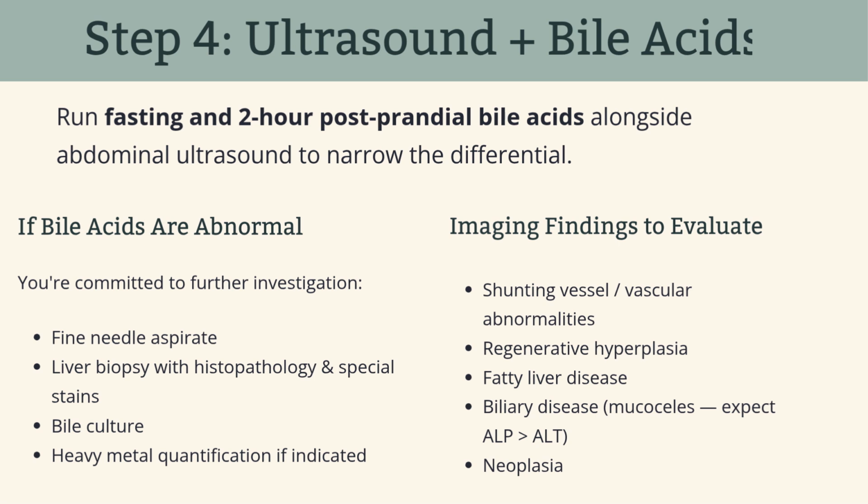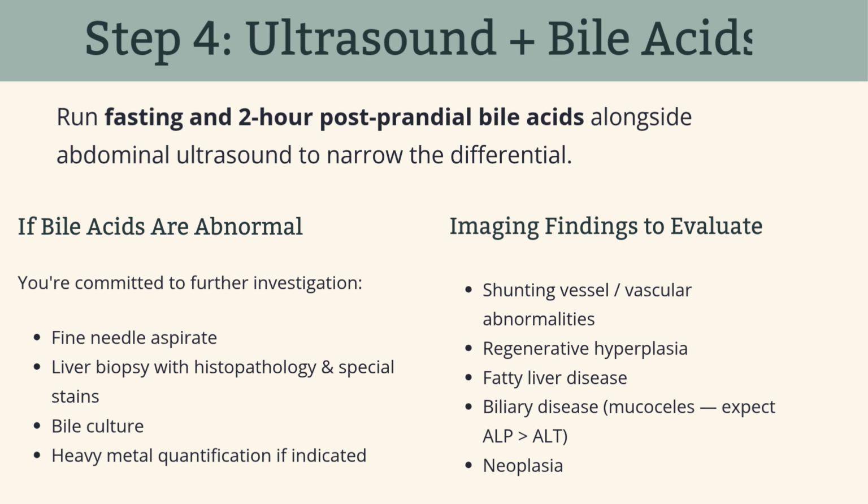And then imaging results can help you look for things immediately, like you may notice an anatomic or vascular abnormality, like a shunting vessel. You can also see signs of things like regenerative hyperplasia, fatty liver disease, or you might notice that there's a biliary mucocele present, or even signs of neoplasia.